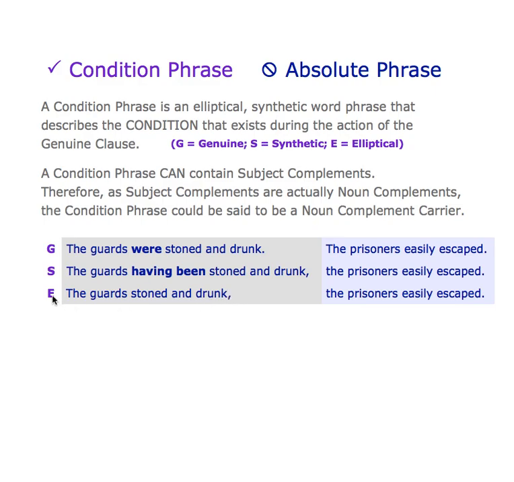It's elliptical. These words have been omitted. There's an omission, so it's elliptical. It's your third level. The guards, stoned and drunk, comma, the prisoners easily escaped. So you have your genuine clause here, and you have your condition phrase here. And I hope I'm speaking correctly, but this is your condition phrase. It's your third and last level, elliptical, and that's just about it.